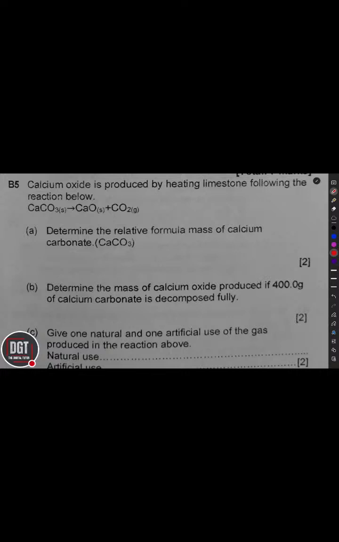Please confirm, those that are in class, that you're able to get me clearly so that we can proceed. The first question is coming from the 2018 school certificate. That is the mole concept question.